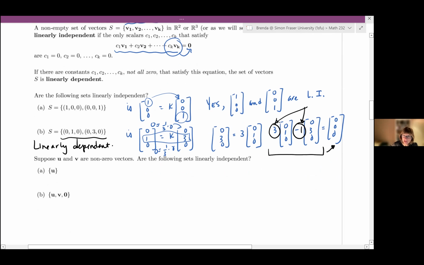Okay, so let's have just a couple more questions. If we only have one vector and it's not 0, is the set linearly independent? And the answer is yes, if the vector is not 0. So the answer here is yes, if u is non-zero. If u was equal to 0, then C1 u is equal to 0 for all C1.